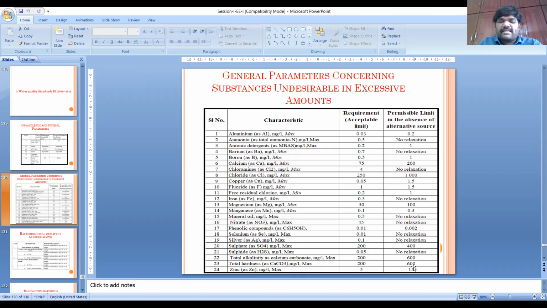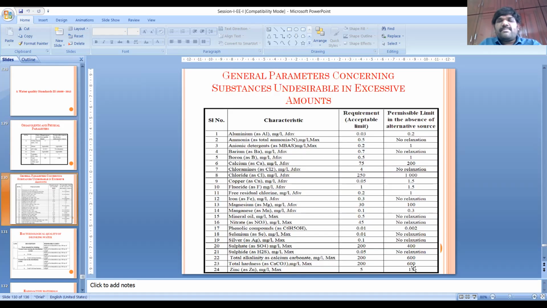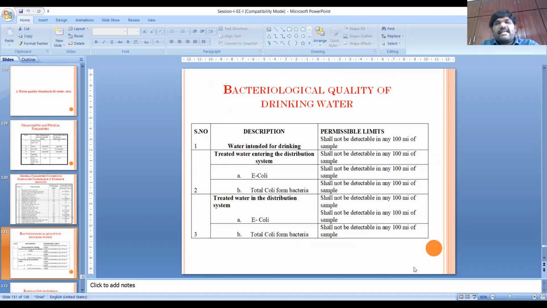Likewise, you must remember this table. These are the standards, and here the explanation part is you must remember what chemical, what is the requirement acceptability, and what is the permissible limit during the absence of alternative source. You must remember this table, and the first one is physical parameters, and the second one is undesirable, maybe general parameters, or else you may call it chemical parameters. And the next one is bacteriological quality.